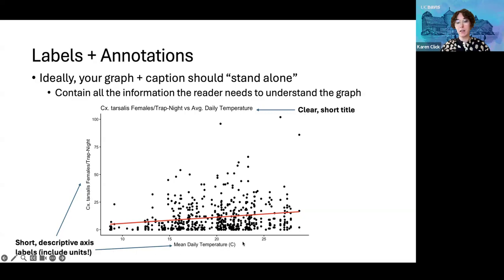And you'll notice that I've highlighted that you should include units. So daily temperature is in Celsius. So I've added the C at the end to let the reader know that this graph is in Celsius, because 10 to 25 degrees Celsius is a very different range of temperature than 10 to 25 degrees Fahrenheit.